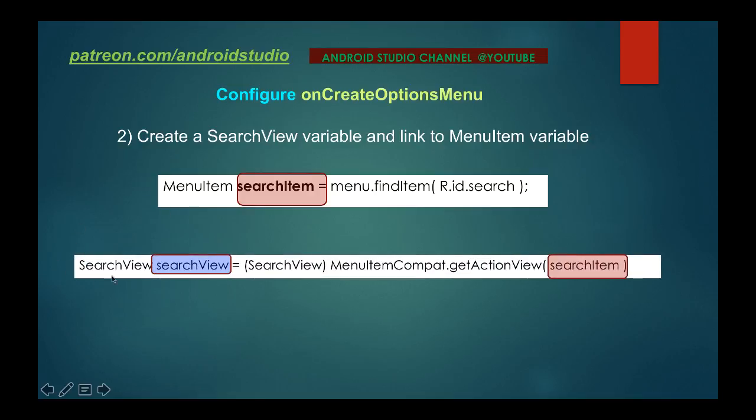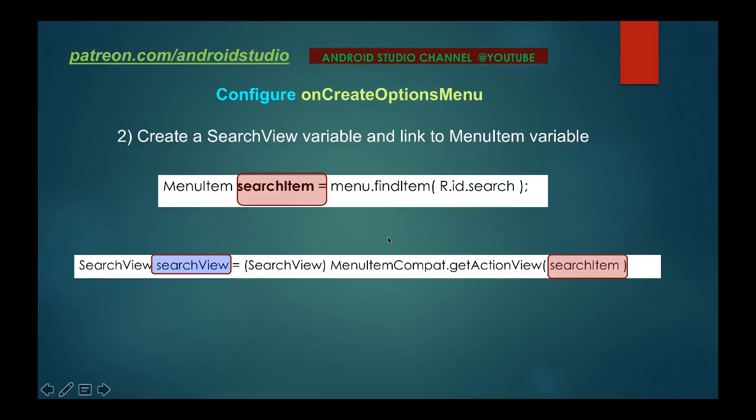and this is step 2. So we create a search view variable here, and we link that to search item, which is the menu item object. So this is the syntax for that: search view, open close parenthesis, and then menu item compat dot get action view. So don't worry if you don't understand this. This is just standard syntax. Just type it in your Android Studio, and we won't be explaining this because these are standard functions and methods from Android SDK. So this is the syntax for it. Just follow this and everything will be okay.